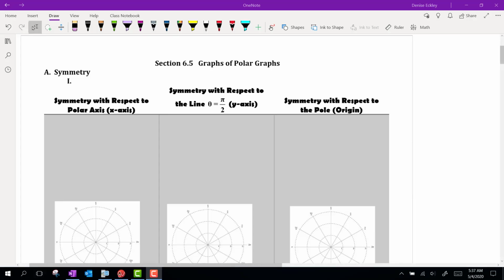This is part 1 of section 6.5, graphs of polar equations. In our last section, 6.4, we talked about the relationship between rectangular and polar coordinates, how we go back and forth between the two, and how we define polar coordinates. In this section we're going to talk about graphs of functions that can't easily be described with rectangular coordinates.